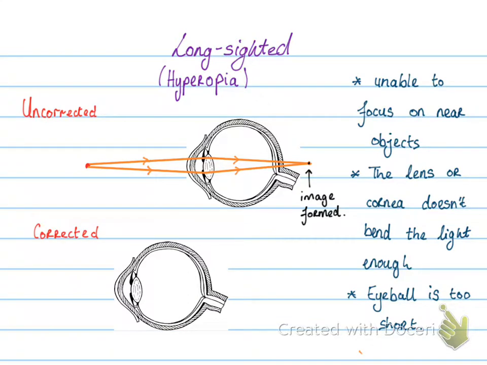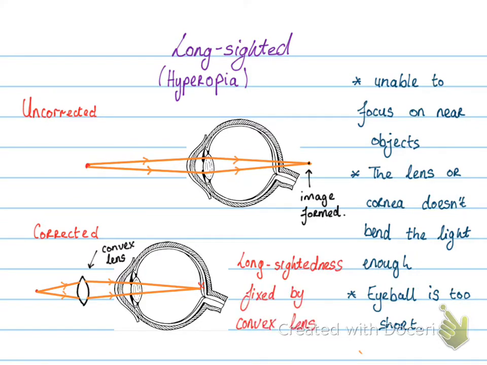To correct this, you need to add another convex lens in front of the eye. When light comes in this time, the two lenses work together, strengthening the lens in the eye and therefore making it more refractive, and it can bend the light easier, moving it to hit the back of the retina. This time, long-sightedness is fixed by convex lenses. Hopefully this video is of some help to you.